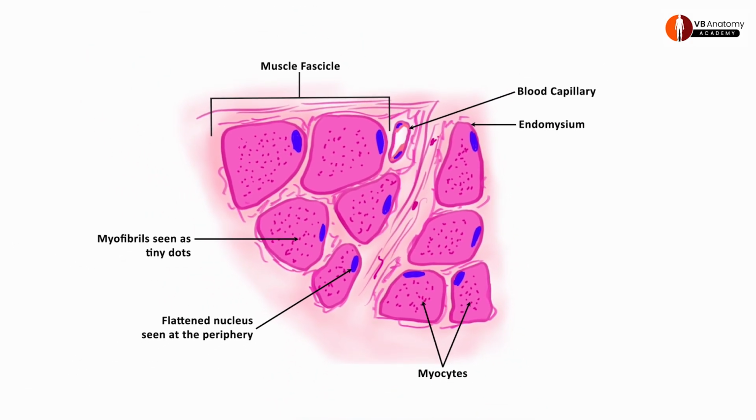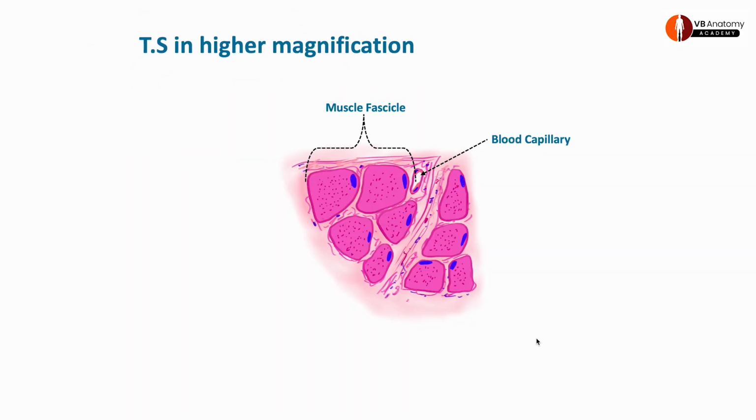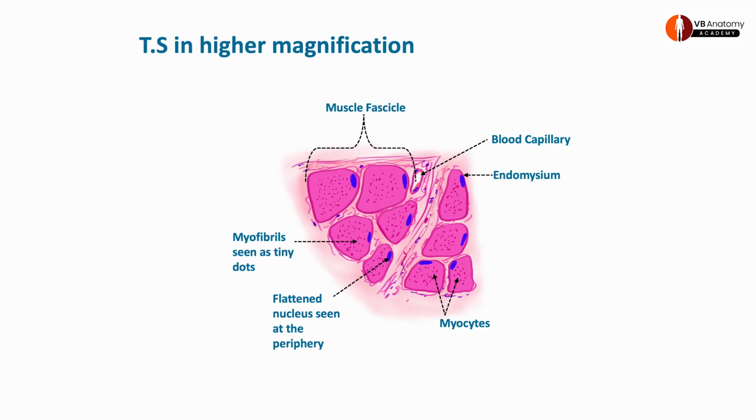Now let's label our diagram. So the muscle fascicle, blood capillary, we already knew. Here's a myocyte covered by endomysium. You can see the flattened nucleus, and this is the myofibril showing tiny dots. So one muscle myocyte is showing all these myofibrils packed in the form of tiny little dots. Some books call it a stippled appearance.